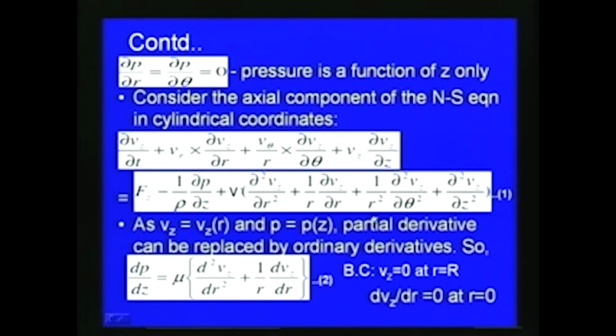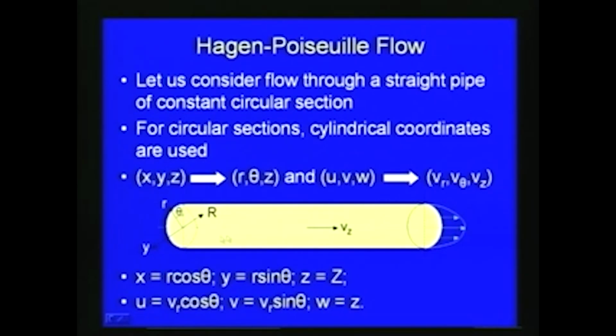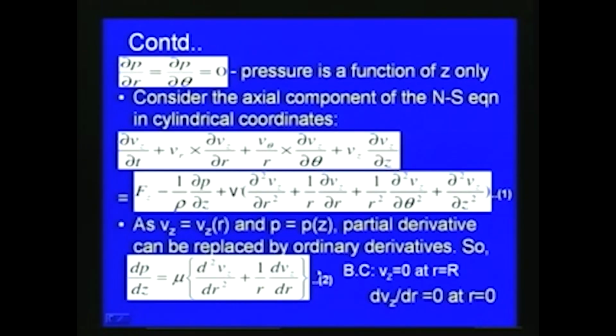Here, as in the previous figure, we consider a horizontal pipe like this, so that we do not have to consider the body force for this particular problem. We consider the flow to be steady state, so that the del V z by del t term, the time dependent term, vanishes or is 0. And the velocity V z in the z direction is varying with respect to the radial direction.